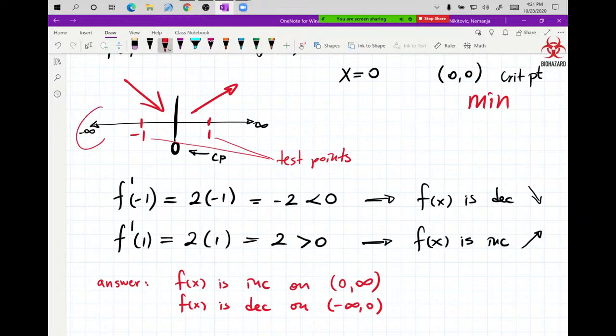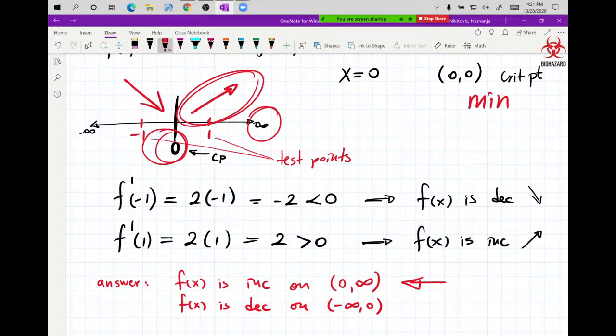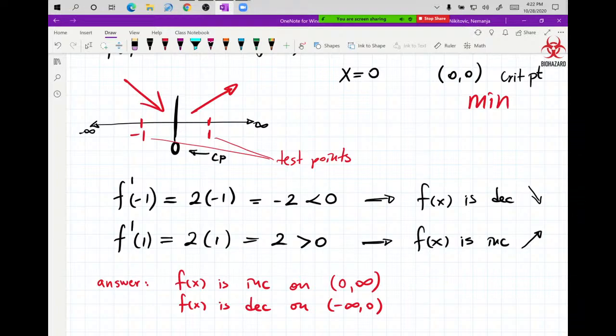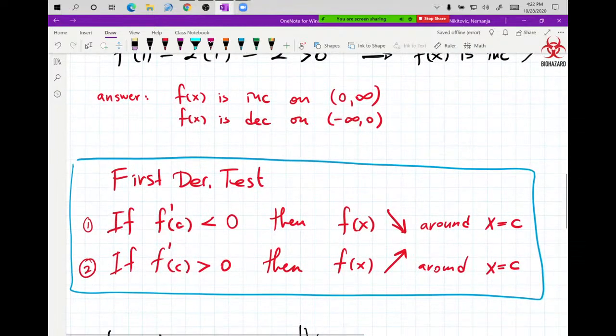You can see negative infinity to 0. That's the interval, and you have a decrease. So decrease on negative infinity to 0, and then on the other side, 0 to infinity, that's this part. Function is increasing. So you read that from this diagram. You don't need to have a graph. We do not draw any graphs here. We just look at the diagram and say, okay, here is the region for increase, here is the region for decrease, and you move along.